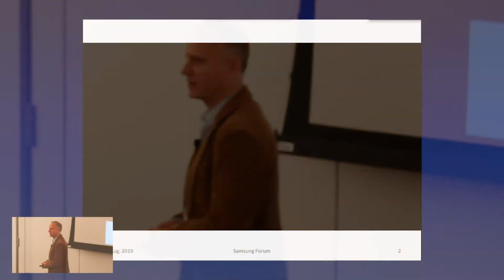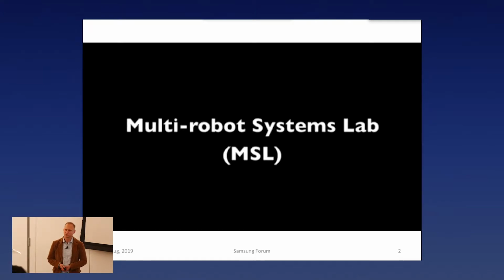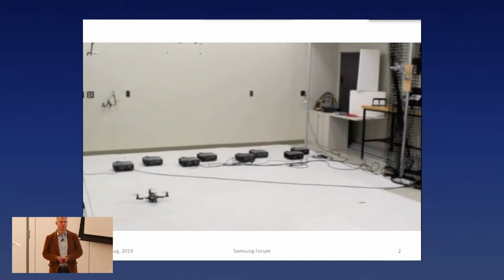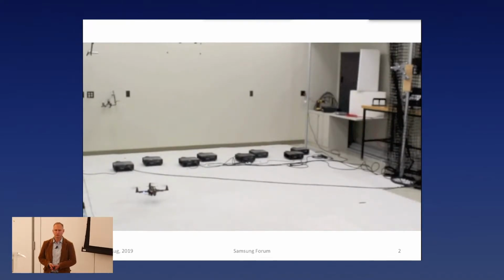So I'm going to start by telling you a little bit about what we do in my lab historically, and then I'm going to focus on a few topics related to game theory that we've been working on. My lab is called the Multi-Robot Systems Lab. We're at Stanford, just down the street in the Aeronautics and Astronautics department. We work quite a bit with quadrotors. Here's a typical quadrotor. This particular one is one that we purchased and then heavily modified in the lab.